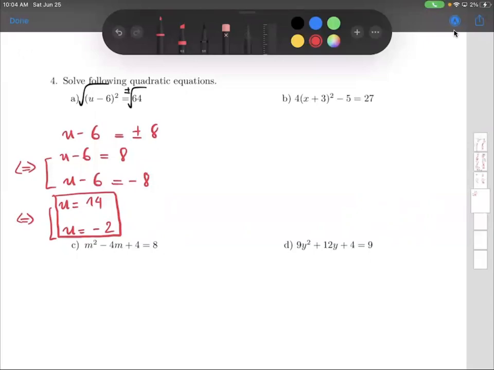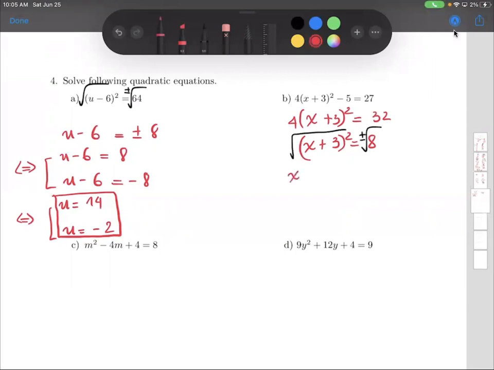All right. B, we need to isolate the square part, right? So I have 4 times the quantity x plus 3 squared equals 27 plus 5, which is 32. Divide both sides by 4. x plus 3 squared equals 32 divided by 4, which is 8. Now you take the square root. Again, don't forget plus and minus.